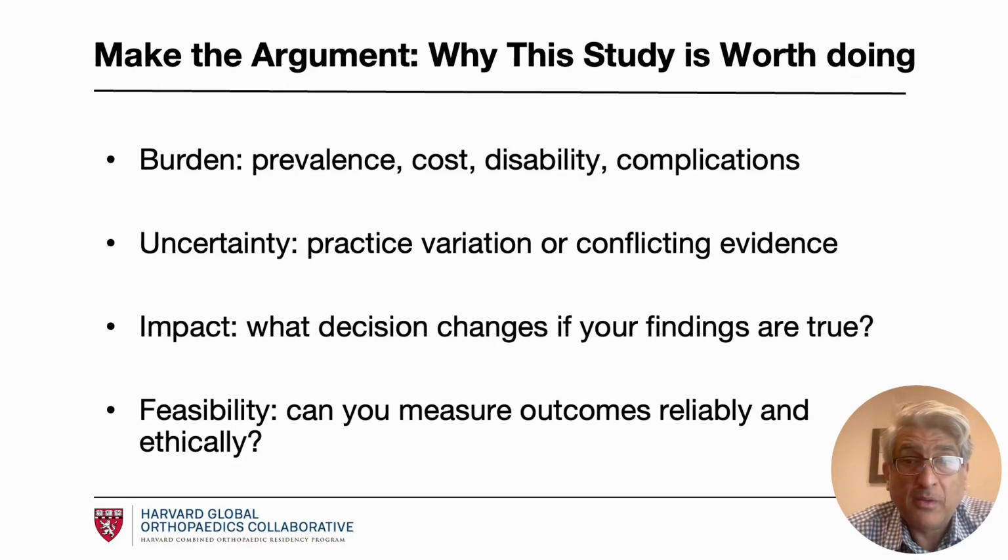Next, you make the argument for why this study is worth doing. This is basically the sales pitch, but it must be evidence-based. You want to show the burden: prevalence, cost, disability, complications. You want to talk about the uncertainty: practice variation or conflicting evidence. And talk about the impact: what decision changes if your findings are true. And finally, feasibility. Can you measure outcomes reliably and ethically? This introduction should make this argument in 3 or 4 paragraphs. If you can't explain the clinical problem, then you have to rethink this.